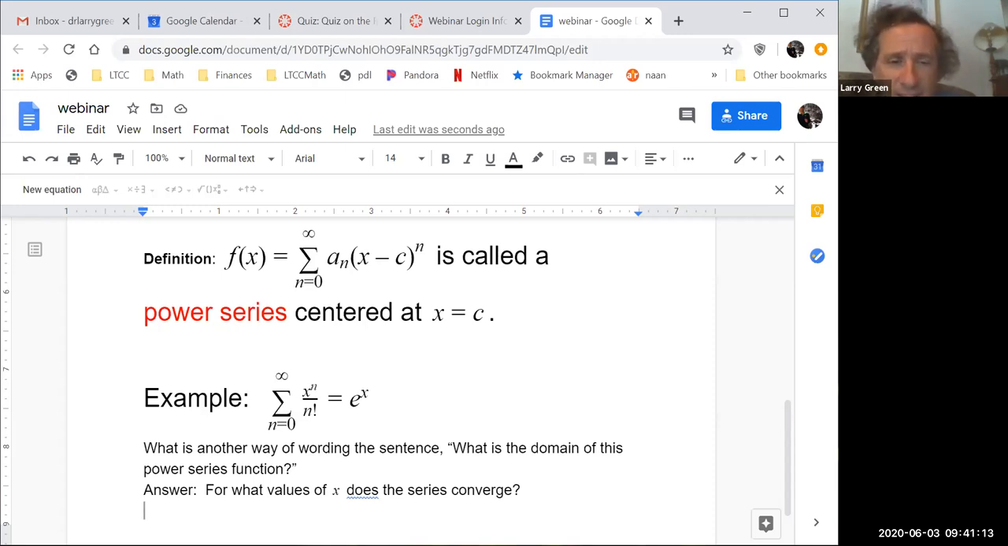Because when you're asked what the domain is, that's the same thing as asking what values of x you can plug in and get a number. And asking whether the series converges is equivalent to asking whether you get a number. Do you see that? Being in the domain means you get a number. Not being in the domain means you don't get a number. Is that clear? Any questions on that?